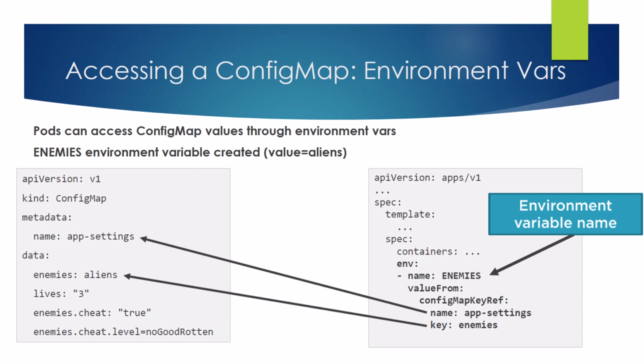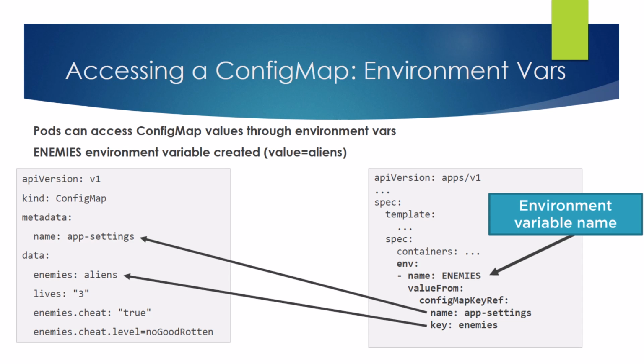So in this case, what's actually going to happen is aliens would be assigned to an environment variable named enemies, and then in your code that's running inside the container for the pod, you could then write the code to get to that environment variable called enemies. Of course, that would just return aliens as you see right here. Now this provides a nice easy way to just load individual settings and then put those in an environment variable.